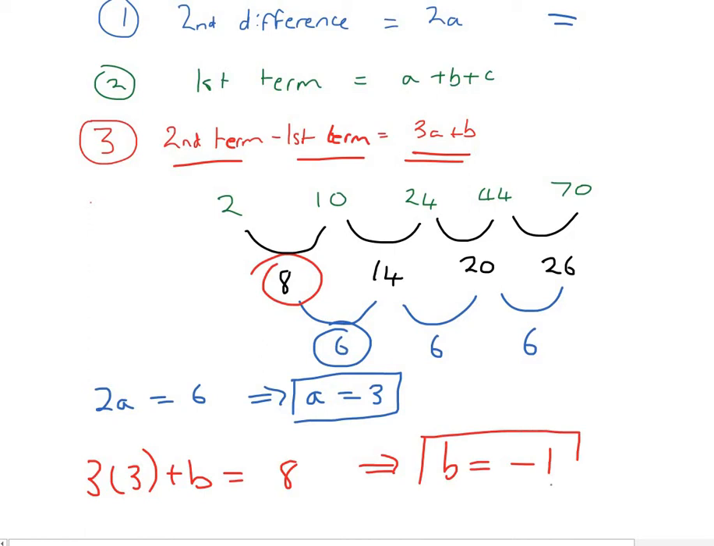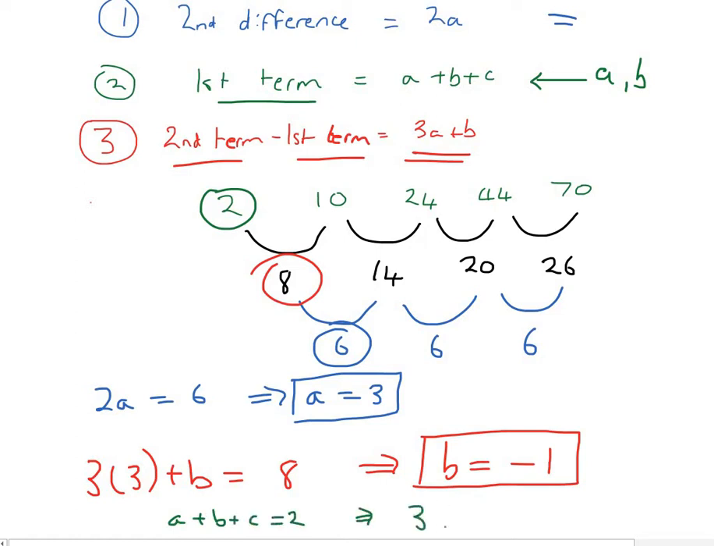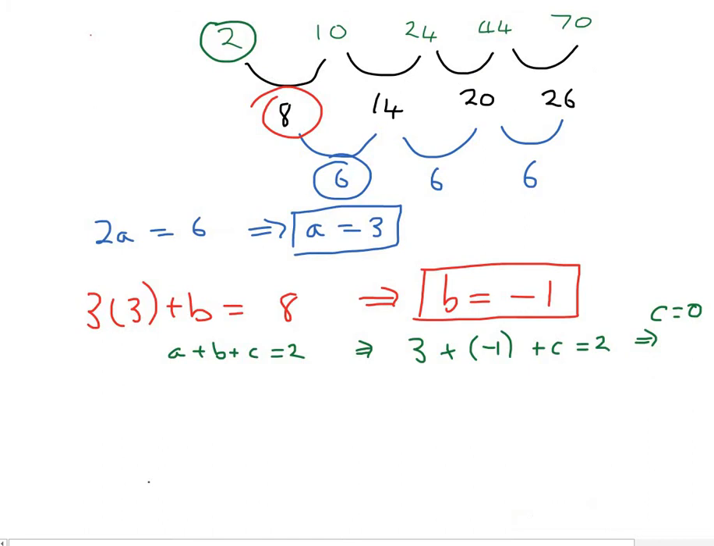So hopefully you can see that. Okay, to find c, we need to plug our a and b, which we found, into here. And a plus b plus c, this is the first term, which is 2. So a plus b plus c equals 2, implies 3 plus minus 1 plus c equals 2, and this tells us that c equals 0. Okay, great, so we've got a equals 3, b equals minus 1, and c equals 0. So our nth term is 3n squared minus n, and that is the answer there.